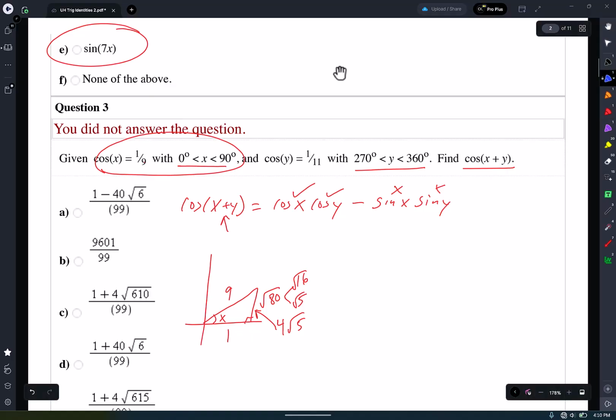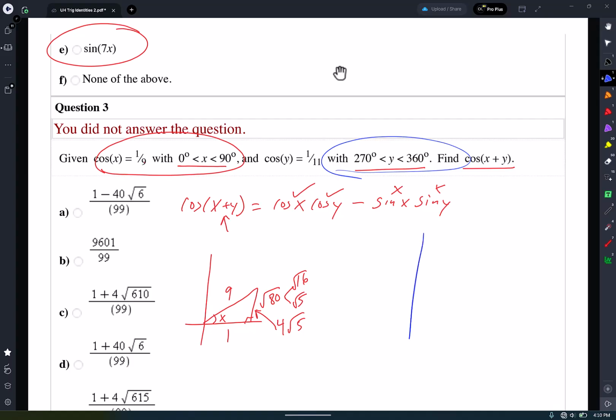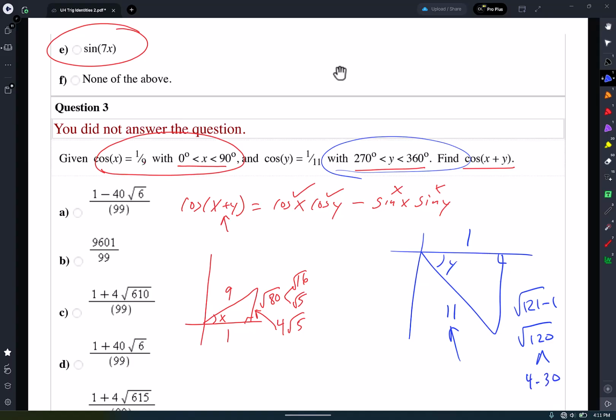Now let's do the y. So I'm going to exaggerate quadrant 4. Here's angle y. Cosine is 1 adjacent over hypotenuse, so this is a 1 there, 11 there. 11 squared is 121. Minus 1 squared is 1, so there's the square root of 120. And I believe that is 4 times 30, because 4 times 3 is 12, so 4 times 30 has to be that. So the square root of 4 is 2, so this is 2 square root of 30, and put a negative in the front because I'm in quadrant 4.